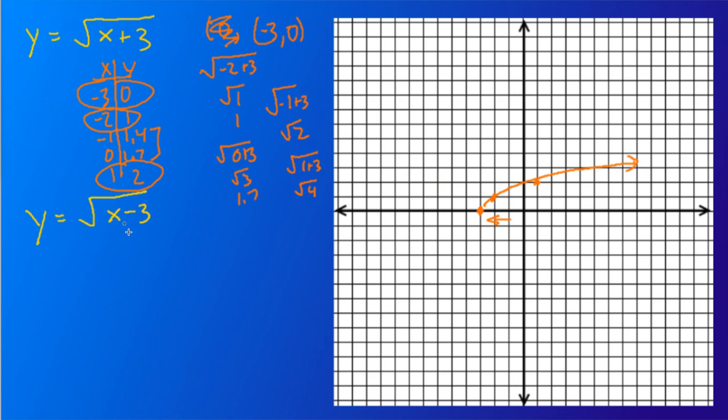Okay. What if I did this one? What's our start point? 3, 0. Make my table. So 3, 0 starts. I don't need the top part. Why? Because I know that that's going to give me negative values in here, and I'm not going to be able to square root those. So I get 4, 5, 6.